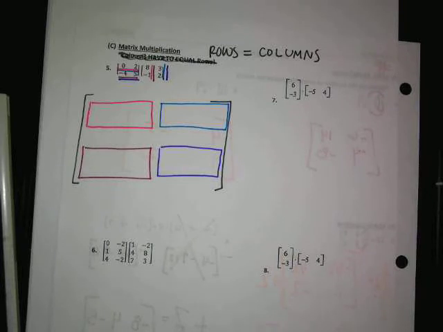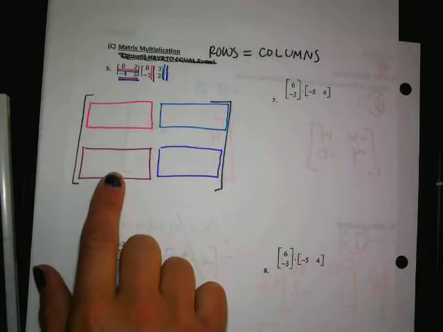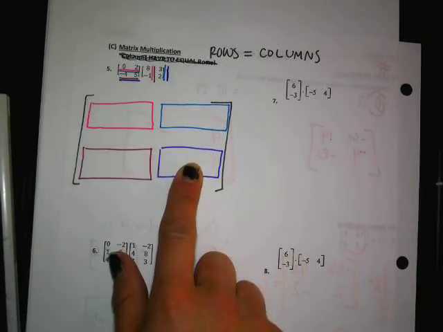Why do you use the second row 3 times? I used it twice. Second row, first column, right here. Second row, second column, right here.